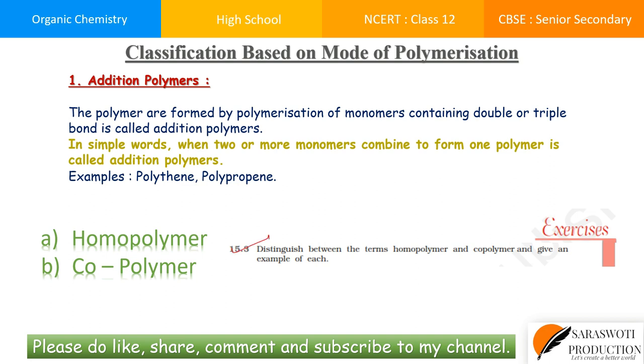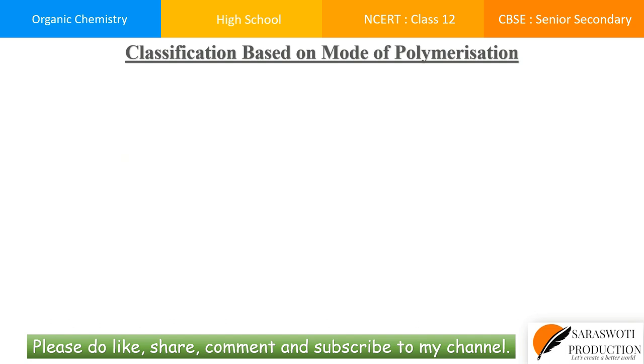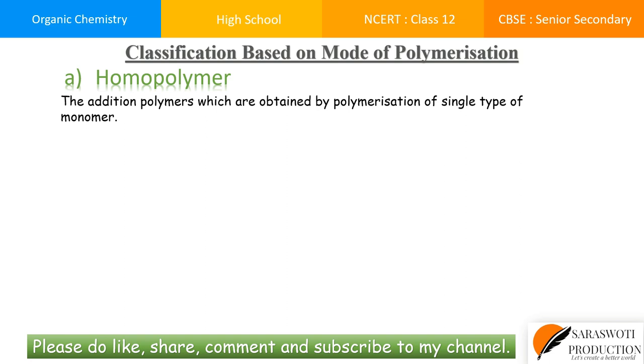Another question from the text itself. Now let's find the answer for this. Okay, first comes homopolymer. The addition polymers which are obtained by polymerization of a single type of monomer, of single type, okay? So, best examples: polythene and polypropene. Single type means what? One type of monomer. So it cannot be two different types, it should be one type, okay? So, let's now see polypropene.